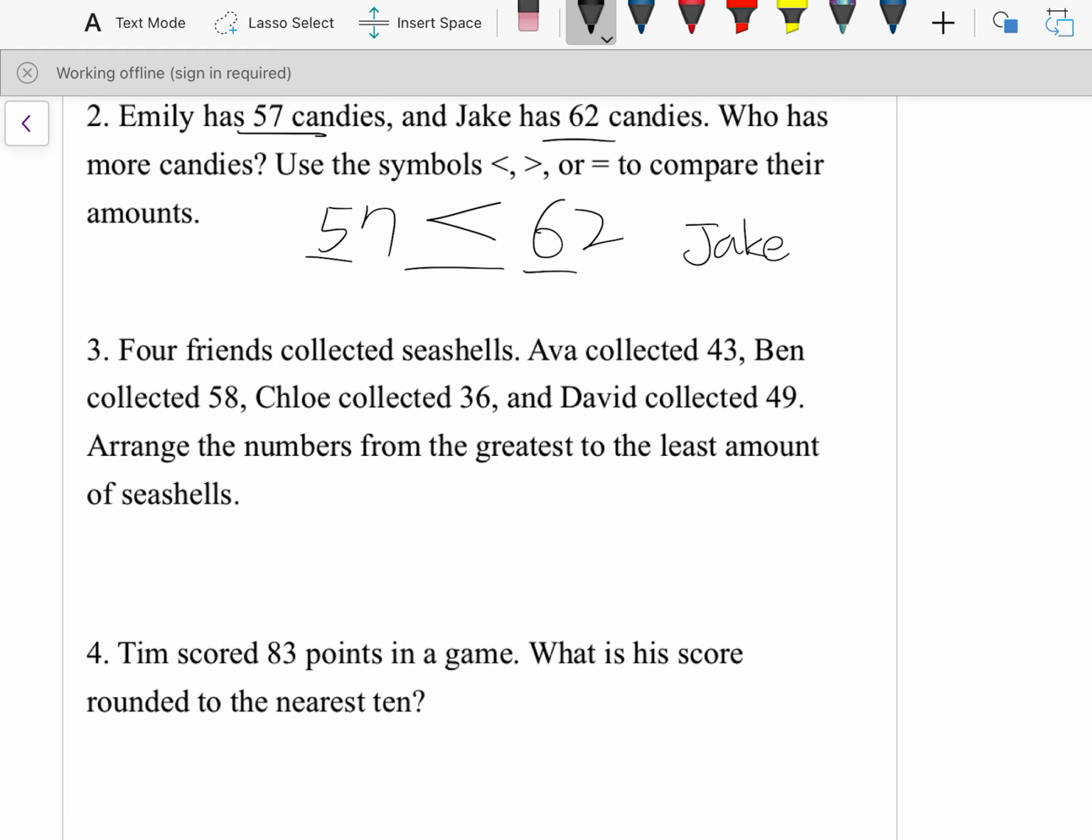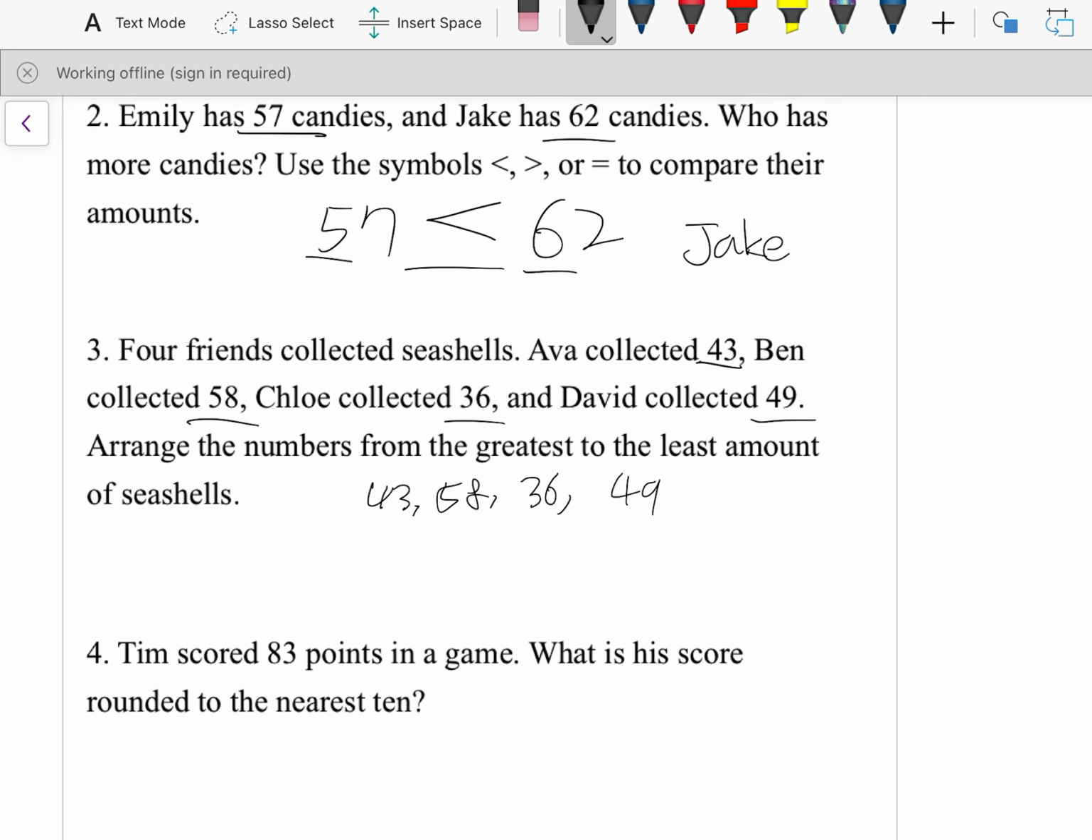4 friends collected seashells. Ava collected 43, Ben collected 58, Chloe collected 36, and David collected 49. Arrange the numbers from the greatest to least amount of seashells. So we know that Ava collected 43, Ben 58, Chloe 36, and David 49. Now we're going to compare, but the number of digits are the same for each of them.